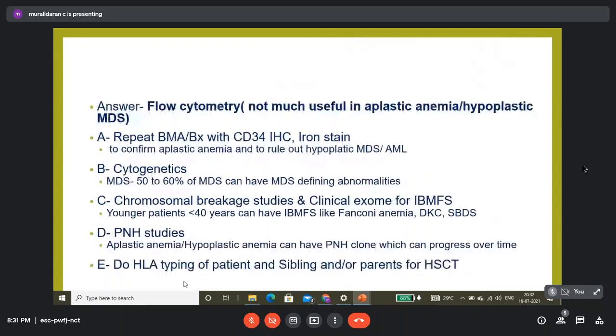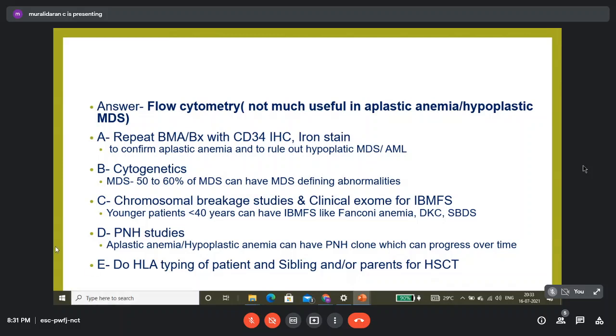In this case, flow cytometry won't be of much use because we know it is a case of aplastic anemia. Aplastic anemia means a pancytopenia picture with a predominantly hypoplastic marrow, and the peripheral blood also shows typical hypoplasia with predominantly lymphocytes. So it looks like aplastic anemia. Even in a hypoplastic MDS, the number of blasts cannot be appreciated with flow cytometry, because many times it will be dilute, or sometimes it will be useful, but not always. So flow cytometry can be safely excluded, because other tests are very important.